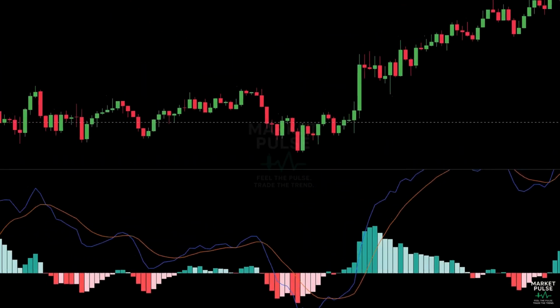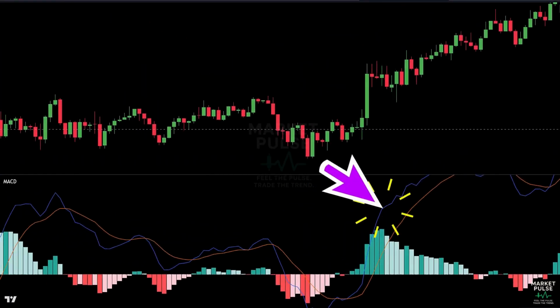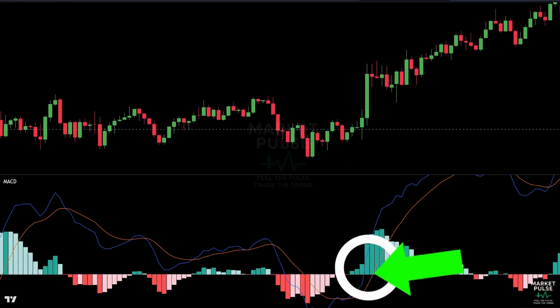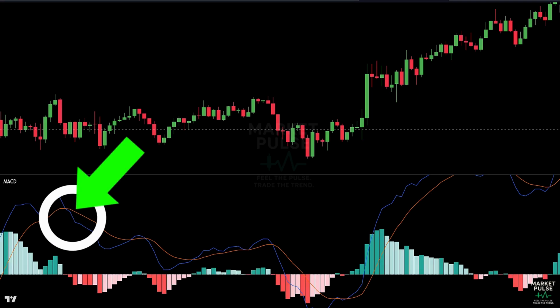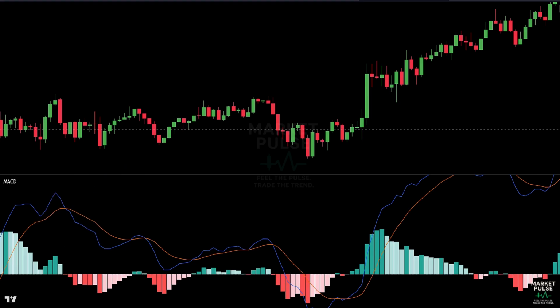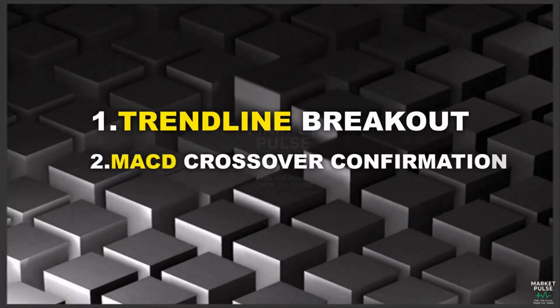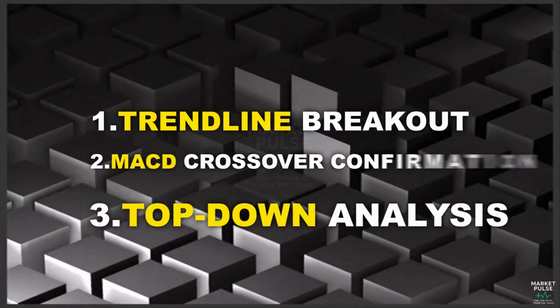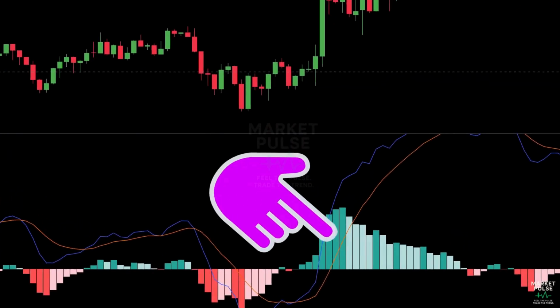Now let's unpack it from the ground up, starting with the MACD line. When the 12 EMA is above the 26 EMA, the MACD line moves above the zero line. That signals bullish momentum. But when the 12 EMA dips below the 26 EMA, the MACD line slides under the zero line, revealing a bearish shift. Now let's connect this to strategy. We rely on a three-step formula that consistently produces high probability setups: trendline breakout, MACD crossover confirmation, and top-down analysis. When these elements align, they create a solid confluence, a structured setup that gives you clarity and confidence.